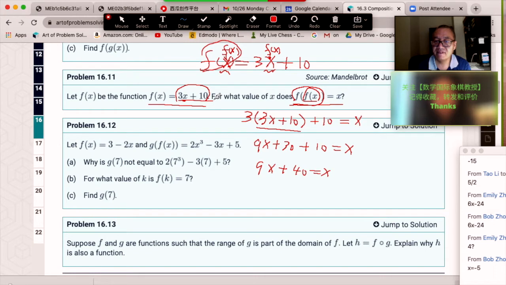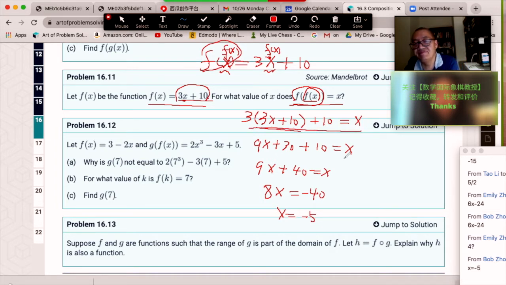Oh, I see. Got it? Yeah, I think I got it. Okay. Look at it. Then you keep simplifying. Here you can get 8x, both sides minus x. 8x equals negative 40. Then both sides divided by 8. You get x equals negative 5. But then I got f(3x plus 10) equals x. Did you get this?